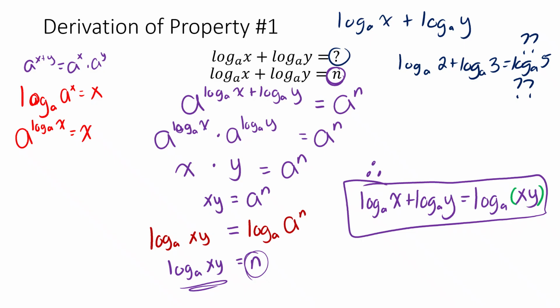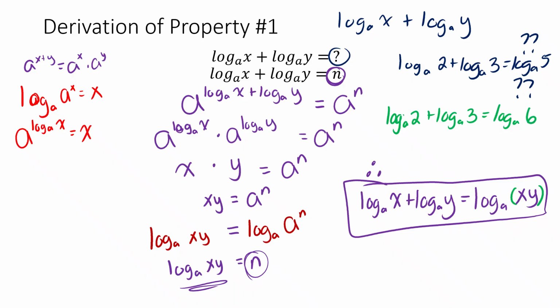So what does that tell us about our example problem up here? Well, it tells us that log base a of 2 plus log base a of 3 would be log base a of 2 times 3, or 6.